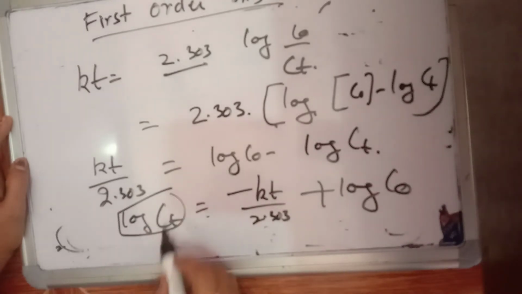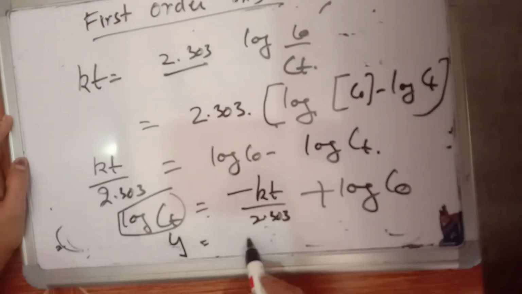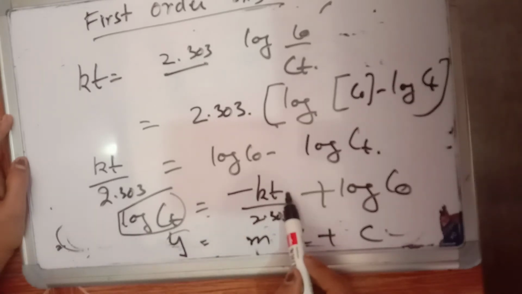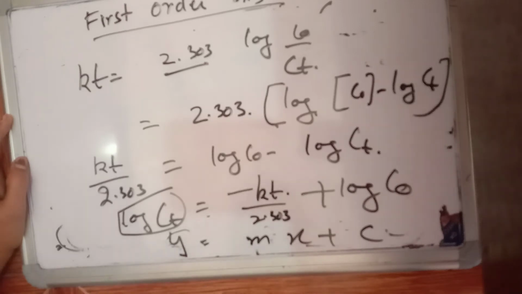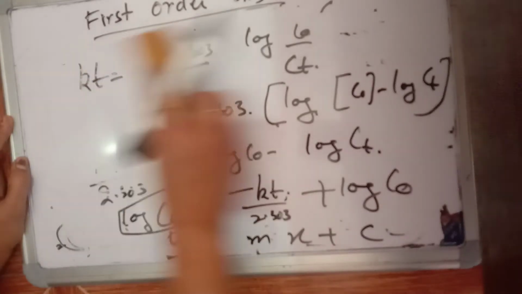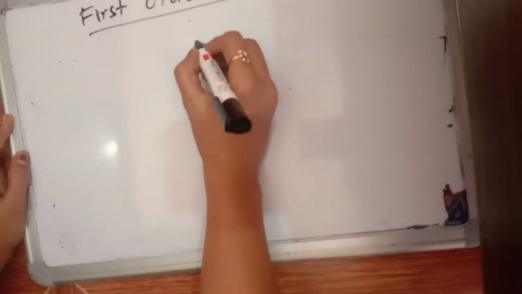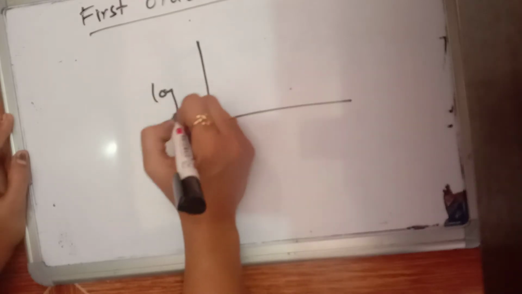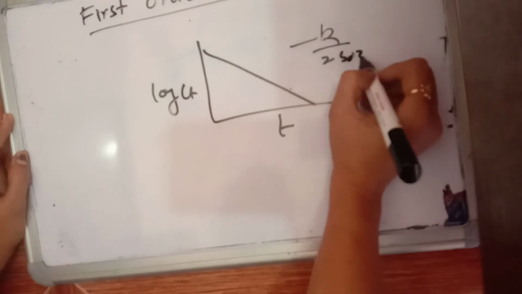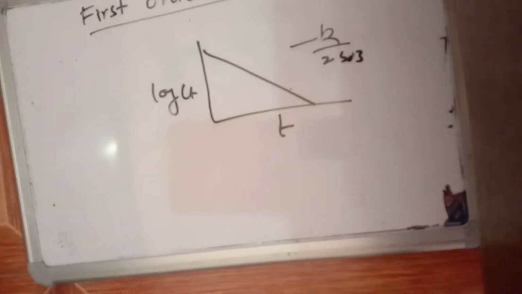So again comparing it to straight line equation, y equal to mx plus c, here the plot of log Ct versus time will be straight line. In zero order reaction it was concentration versus time, and here it will be log of concentration versus time. That will be straight line. So for first order reaction characteristics, what we have seen: they never proceed to completion. Second is plot of log Ct versus time is straight line, and slope will be minus k upon 2.303. Okay. So next characteristic of first order reaction is half-life period.